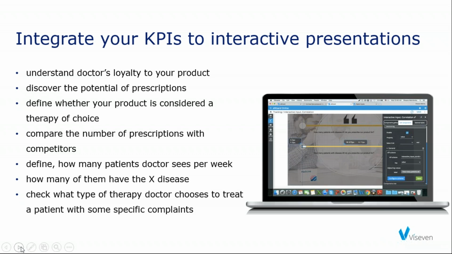Using sliders, you can get any numerical information you need to know. For example, how many patients a doctor sees per week, how many of them have this or that disease, etc. Getting information from patient profile selection, namely what type of therapy a doctor chooses to treat a patient with some specific complaint. Gathering this data and smartly using it, you can easily reinforce the efficiency of field forces.